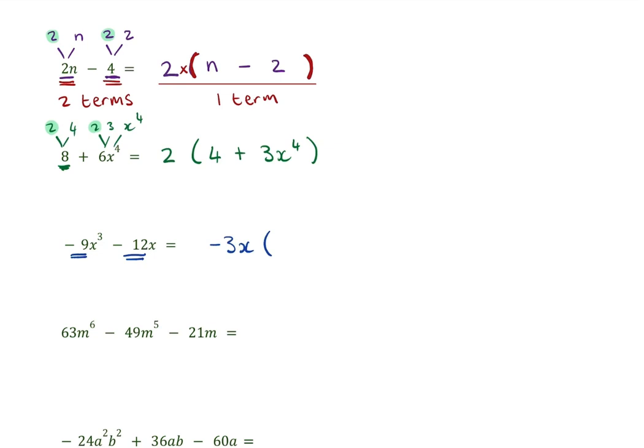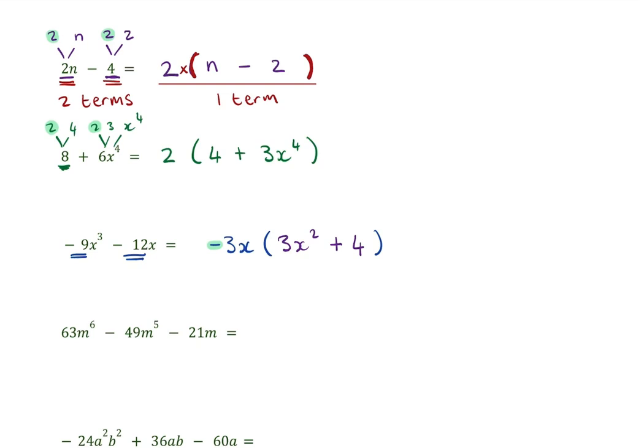And what will be left over in the first term would be 3, because negative 3 times 3 gives me minus 9, and x squared, because x multiplied by x squared will give me x to the power 3. And in the next term I'll have a positive number, because I've already taken out the negative in front. I'll have a positive number, and that will be 4, and I already have an x left over. So my final answer will look like that.